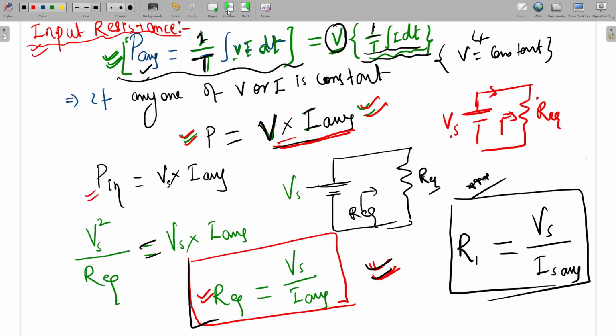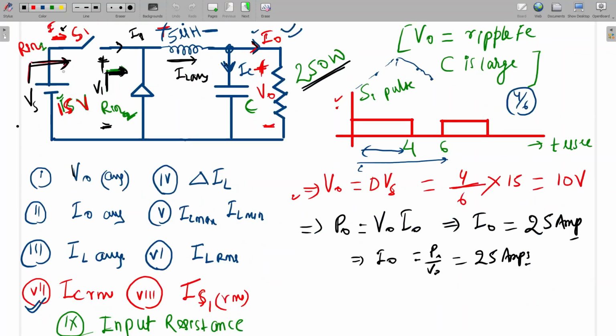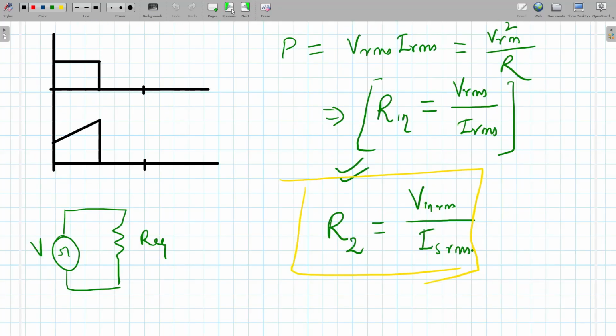What will be the IS average value? Anyone? IS average, the source current average. When the switch is on, the source will conduct. When the switch is off, the diode will conduct. Vs IS average we can also calculate with the power balance equation, so we can apply that here.